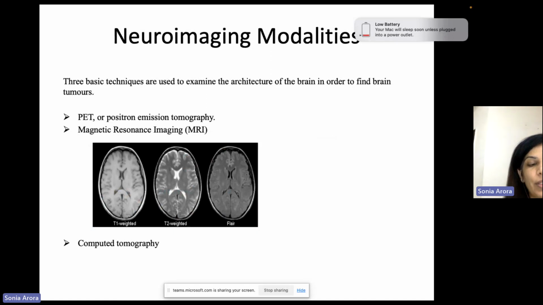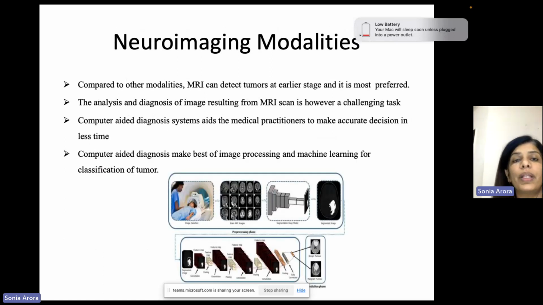Next, computed tomography. Computed tomography provides more detail than the X-ray. Compared to an ordinary scan, multiple CT scans expose you to more radiation, which increases the risk of cancer. So, compared to the other modalities, MRI can detect the tumor at an earlier stage, and it is more preferred. Computer-aided diagnosis systems are the solution used for brain tumor detection. Basically, there are four stages in computer-aided brain tumor detection.